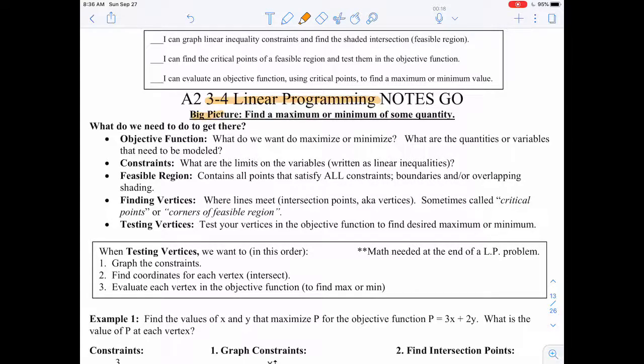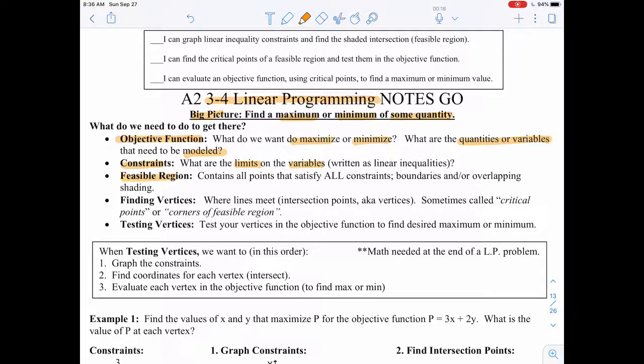Big picture, what we're trying to do is find a maximum or minimum of some quantity that satisfies our problem or our objective. We will define an objective function. What do we want to maximize or minimize? What are these quantities or variables that need to be modeled? We need to define the constraints. What are the limits on our variables? How much of a quantity do we have to work with?